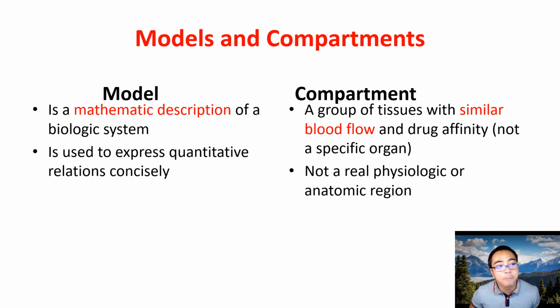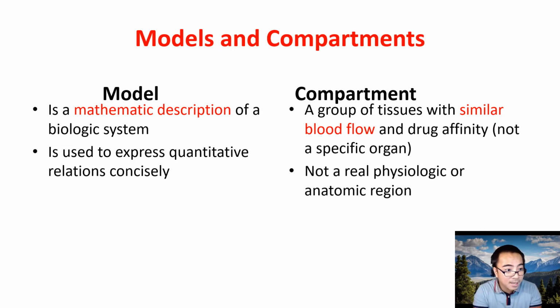Okay, because class, when we say compartments, we are grouping organ systems with similar blood flow. Say, for example, heart, kidneys, lungs, brain, they all have similar blood flow. They are highly perfused organs. So it's not a real physiologic or anatomic region. Okay, that's a compartment. So compartments, simply put, are categories of organs with similar blood flow. Okay, so it can be a central compartment or peripheral compartment.